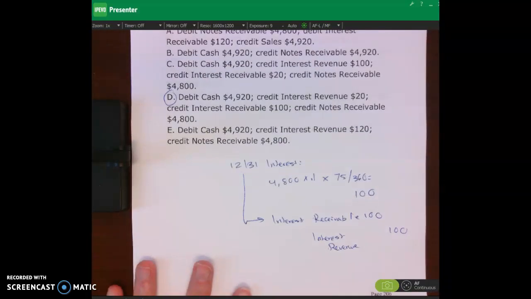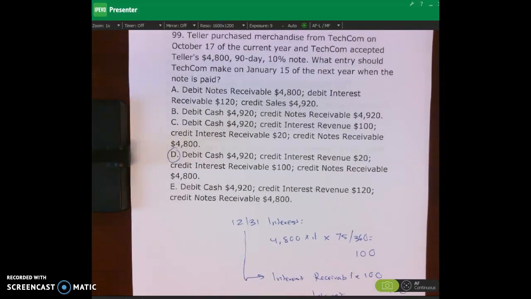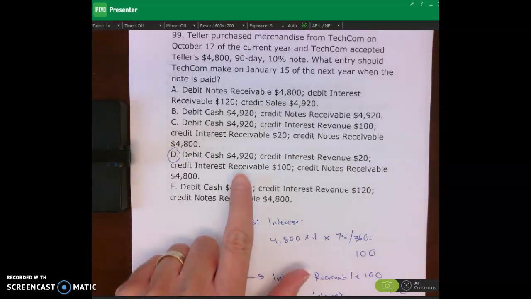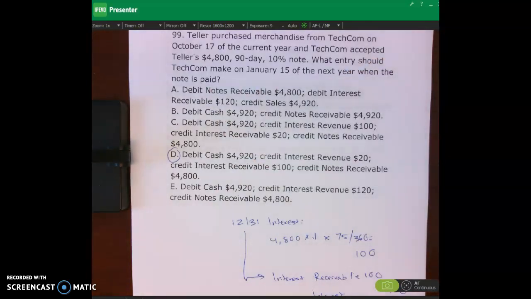Let's go on to the next page, page 206. Teller purchased merchandise inventory from TechCom on October 17th of the current year, and TechCom accepted Teller's $4,800 90-day 10% note. What entry should TechCom make on January 15th of the next year when Teller pays us? Okay, so we're going to debit cash, right? Because we're TechCom. We know that because it says paid. We got paid. That means we debit cash.